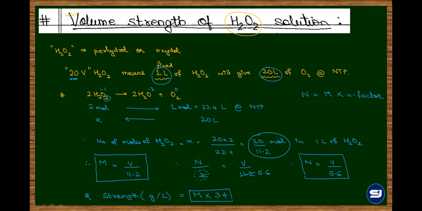मतलब ये same question में there are 3 sub questions which could be asked. 20V hydrogen peroxide has a molarity 20 by 11.2, normality 20 by 5.6, and strength is this molarity times 34. Clear? This is the commercial way of labeling of hydrogen peroxide which is available.